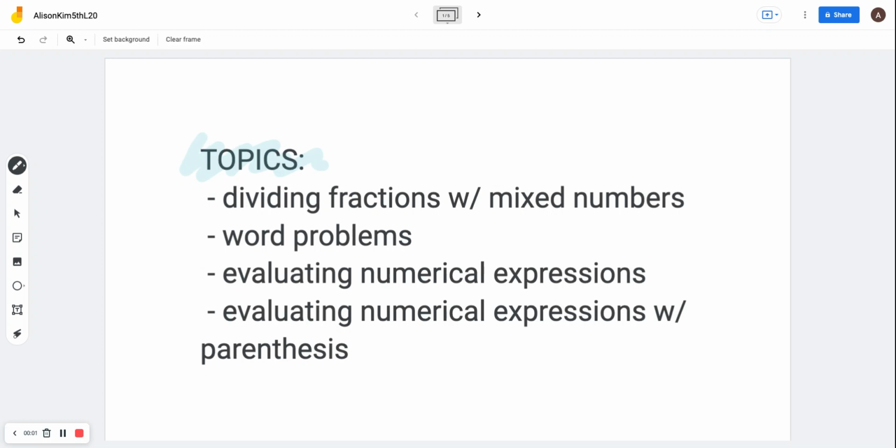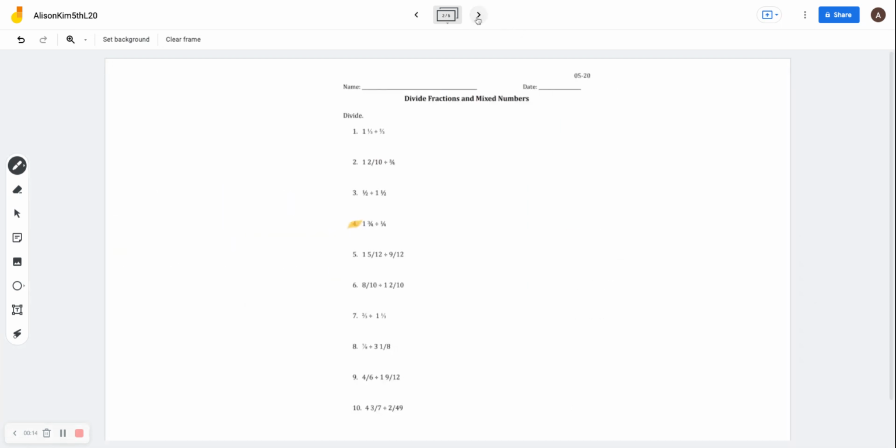Hi, fifth graders. Today's topics are dividing fractions with mixed numbers, word problems, evaluating numerical expressions, and then we're going to evaluate numerical expressions with parentheses. So first, we're going to be dividing fractions with mixed numbers. It's a little bit of a review of last week.